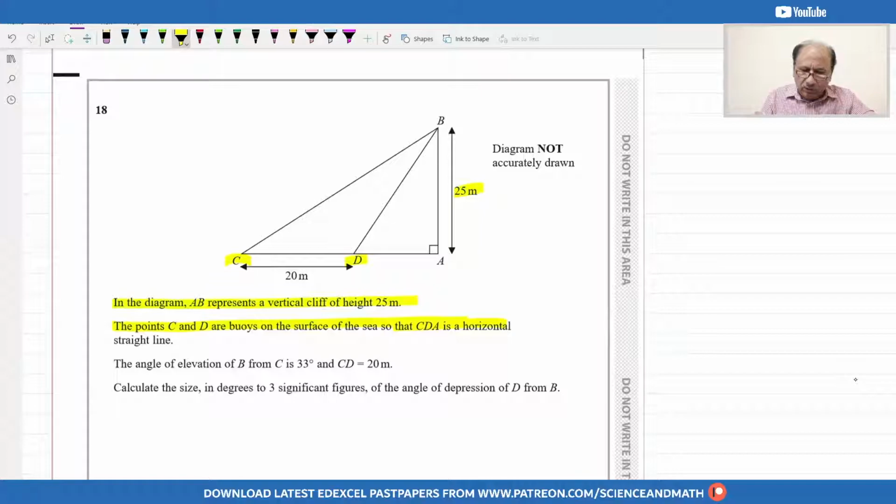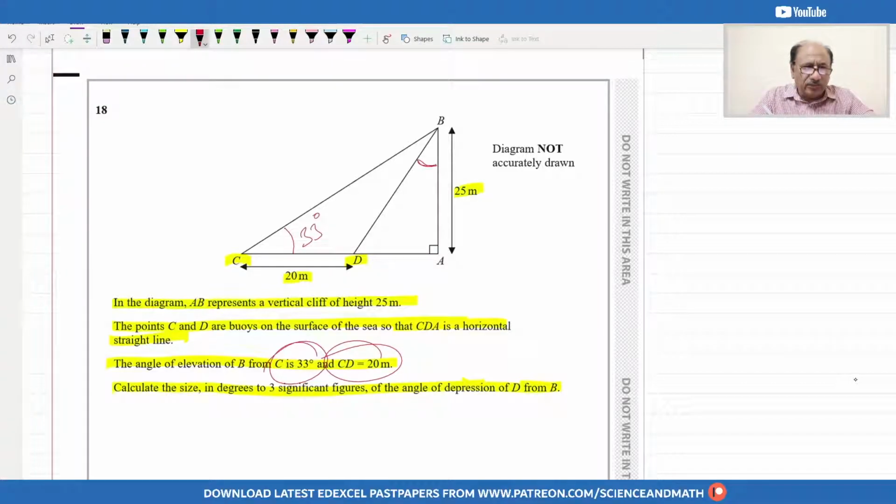So that CDA is a horizontal straight line. The angle of elevation of B from C is 33. They have not mentioned which angle, so this angle C is 33 degrees, and CD is equal to 20. This also is information they have labeled. Calculate the size, to 3 significant figures, of the angle of depression of D from B. So which angle is required? They are looking for this angle. So how can we reach this angle?